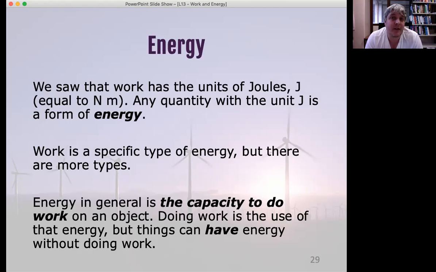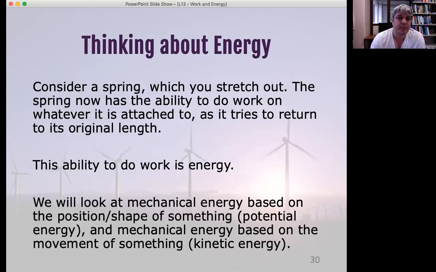Energy in general is the capacity to do work. Doing work is the use of that energy, but things can have energy without doing work. So they might have energy ready to do some work, but they're not doing the work with the energy. So energy can just be stored in objects, but it can also be used to do the work.